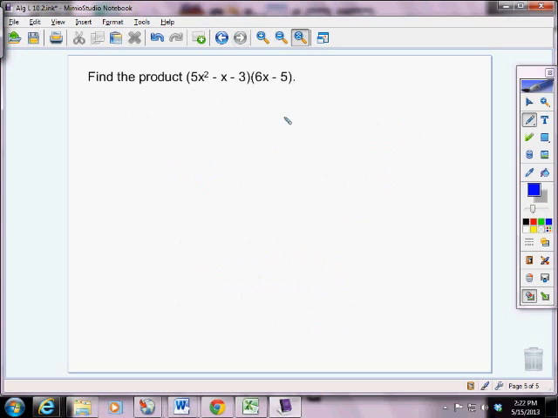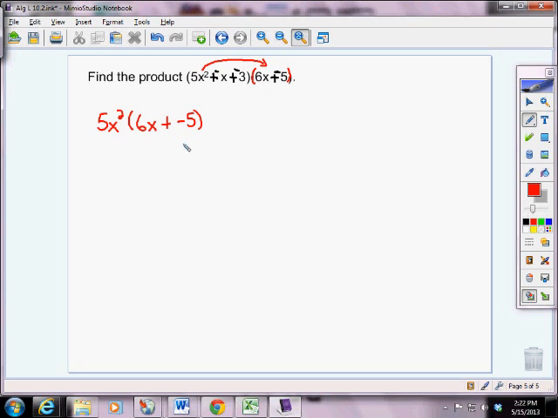Let's try one more example. It says find the product, the quantity 5x squared minus x minus 3 times the quantity 6x minus 5. Again, let's change this all to addition. Keep, change, change. Keep, change, change. Now what I'm going to do is take each one of these in the trinomial and multiply it by 6x plus a negative 5. So I am going to go 5x squared times this quantity, 6x plus a negative 5.